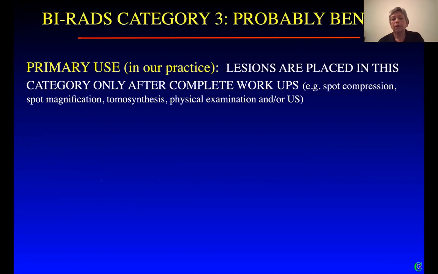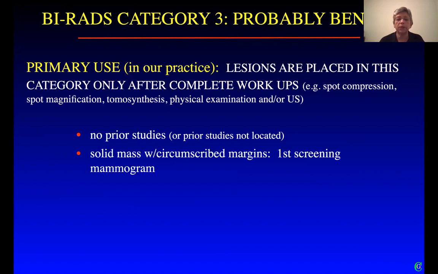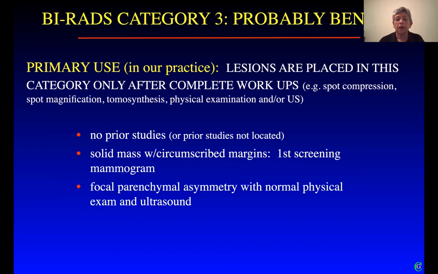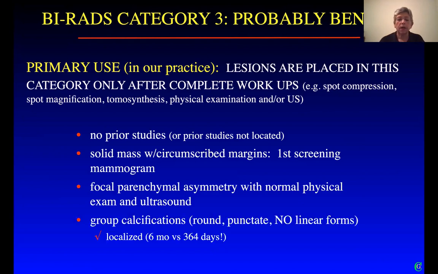So in summary, the primary use of this category in our practice: lesions are placed in this category after complete workups, spot compression, spot magnification, tomosynthesis, physical exam, or ultrasound, when we have no prior studies, or occasionally where we have been unable to locate the patient's prior films. It's a solid mass with circumscribed margins, no prior films, focal parenchymal asymmetry with a normal physical exam and ultrasound, and a group of calcifications that are round and punctate with no linear forms.